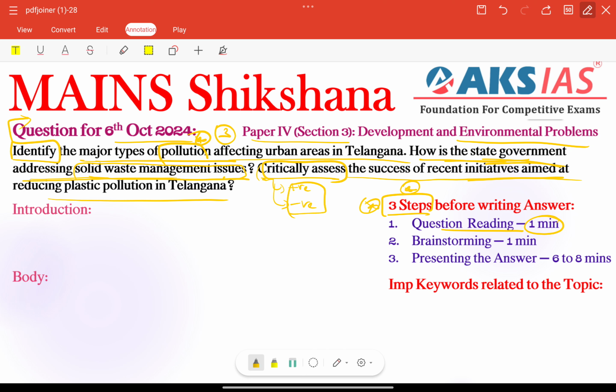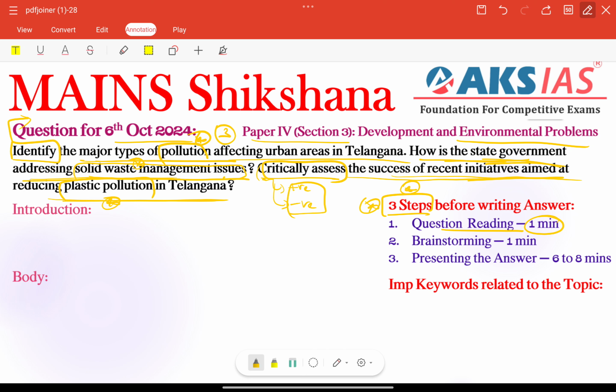We need to mention the particular challenge and the important positive factor in the particular point itself, right? So the success of recent initiatives aimed at reducing plastic pollution. Here the particular part is related to plastic pollution. This second part is related to solid waste management issues, right? So don't be confused between these 2 important topics, right?